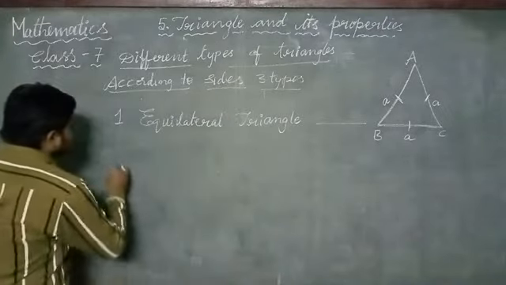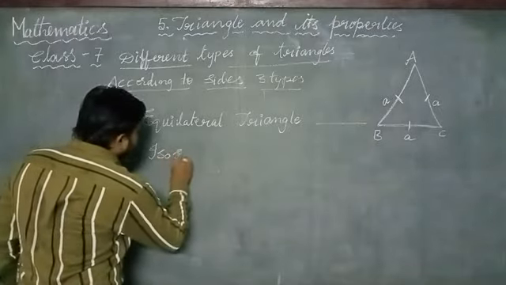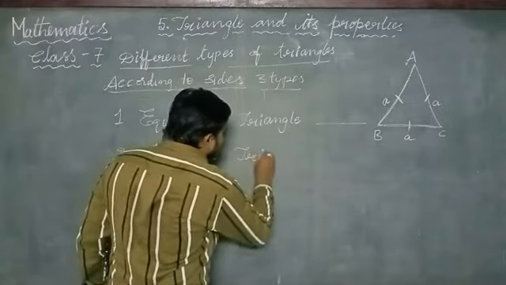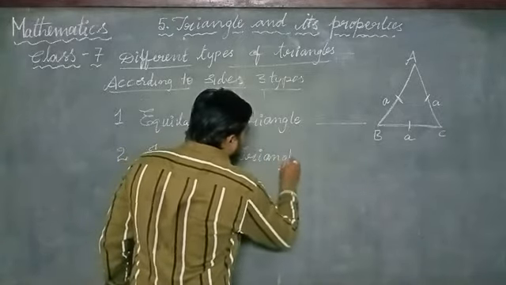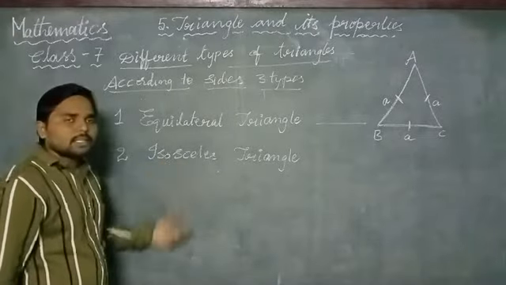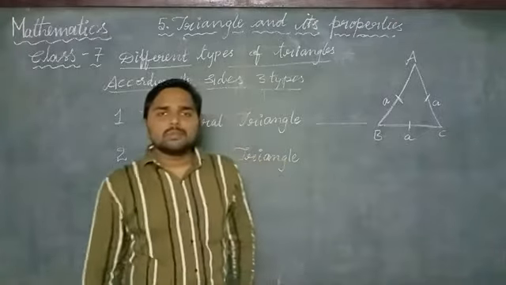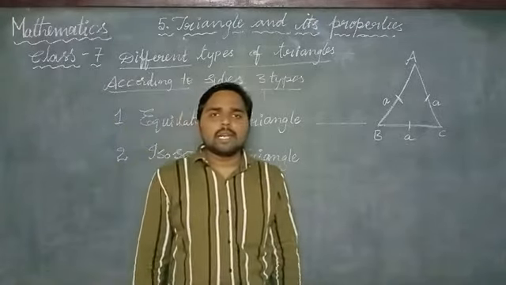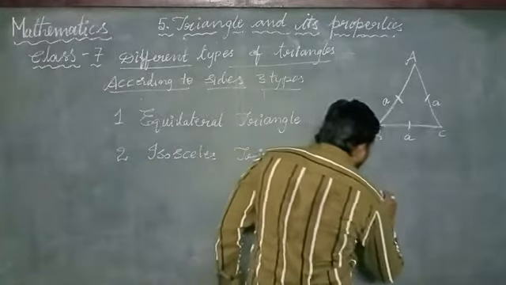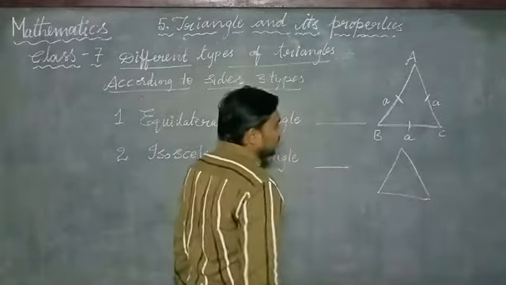Next, the isosceles triangle. What is meant by an isosceles triangle? An isosceles triangle means a triangle which has two equal lengths of sides. Now see the diagrammatical representation of the isosceles triangle.